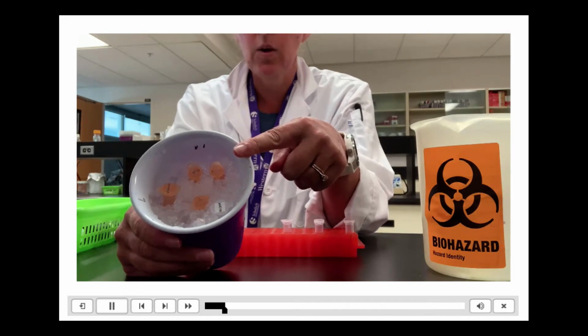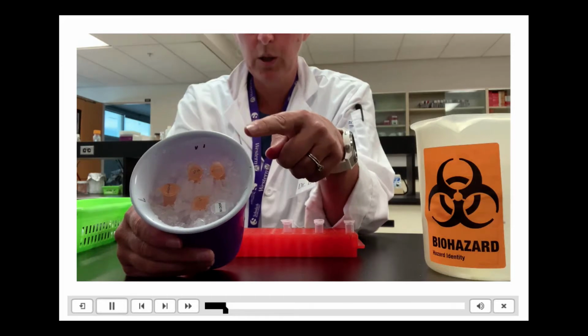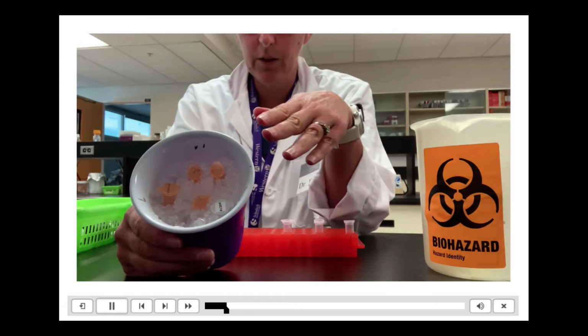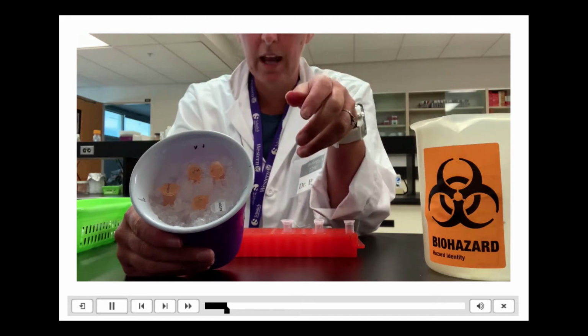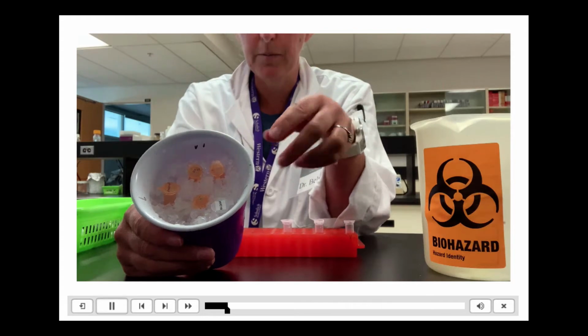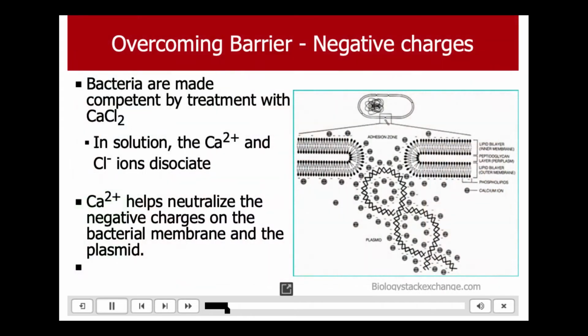coli. So in this case, I'm using E. coli JM101, but you may be using a different strain. All the strains that we have and that are supplied are competent, meaning that they are able to take up exogenous DNA, such as plasmids. The process of making bacteria competent is one of the first ways we start to overcome the barriers to transformation.